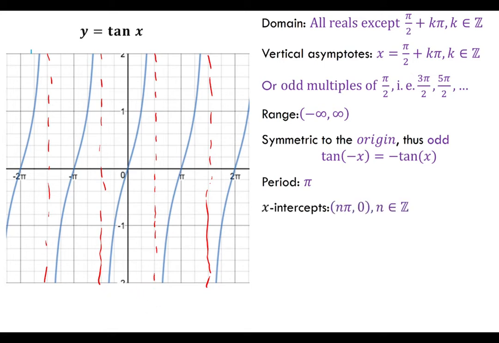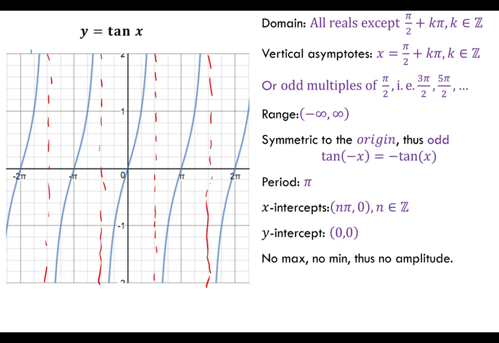Our x-intercepts are going to occur at integer multiples of pi. So integers being all the positive and negative counting numbers including 0. So 0 is included here, so is pi, 2 pi, 3 pi, so on and so forth. Notice that for tangent, our y-intercept is the origin, 0, 0.